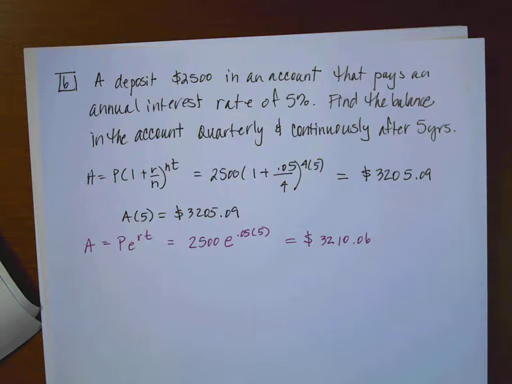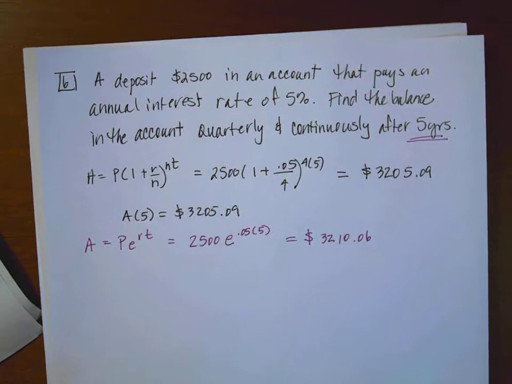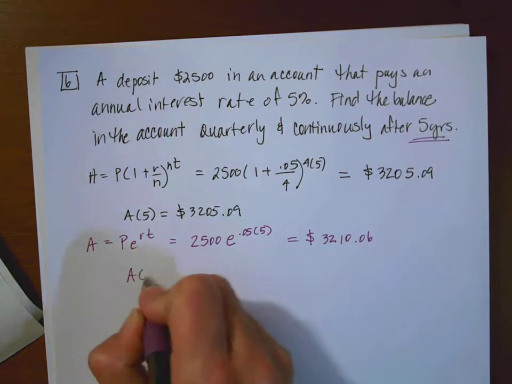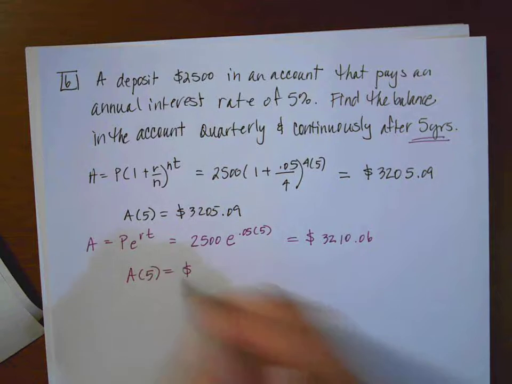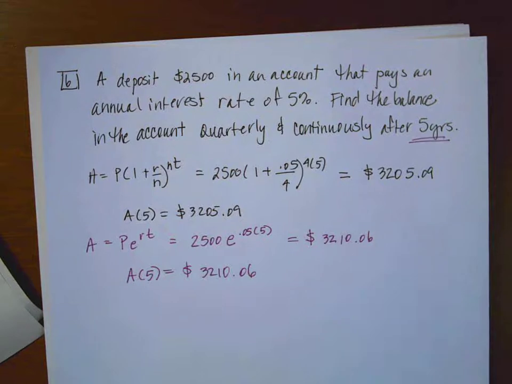So it doesn't seem like there's a significant difference between the compounded quarterly and the compounded continuously, because we're really only evaluating for a very short period of time. If you had invested that money over 30 years, then the difference would have been greater. All right, and then I report politely, and then I would say that this is 3210.06.